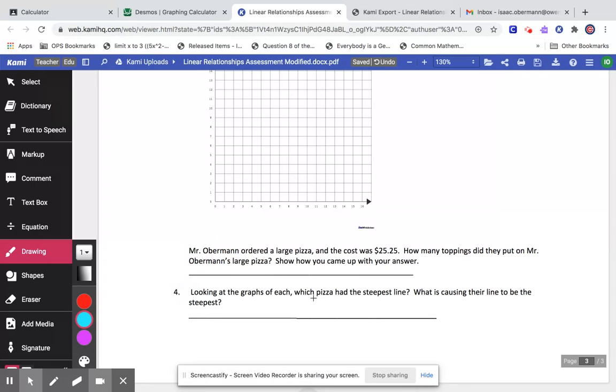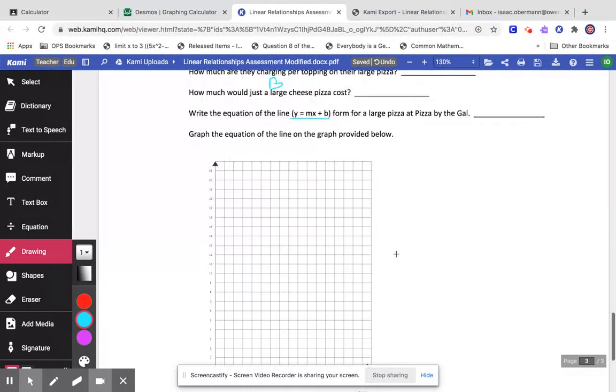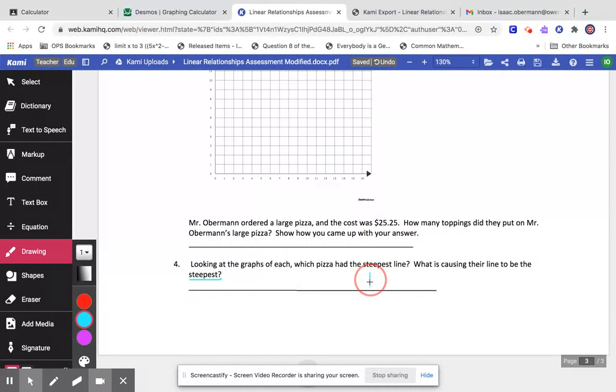And then see if you can figure out which one this. So looking at the ones with the steepest line, which one had the steepest line? And why was it steeper? So basically it's asking you here is which one had the biggest slope? That's what I would find. Which one had the biggest slope? And say this was the steepest one because it has the biggest slope. S-L-O-P-E.